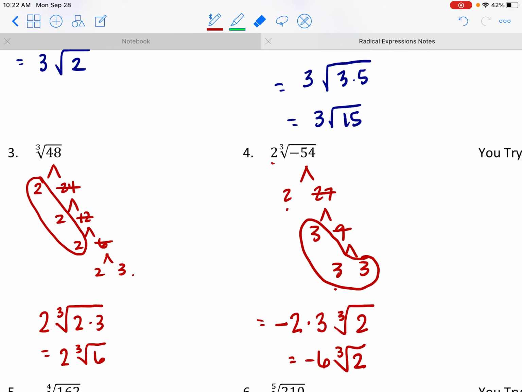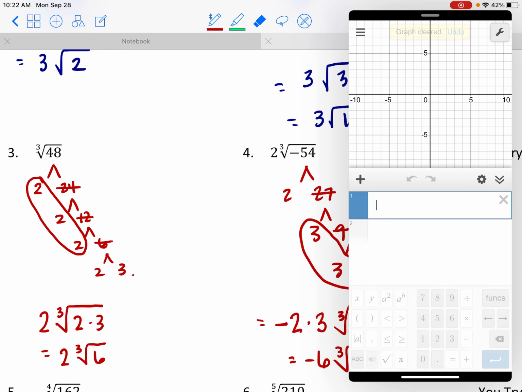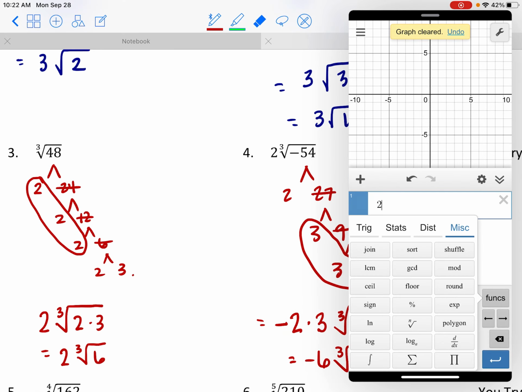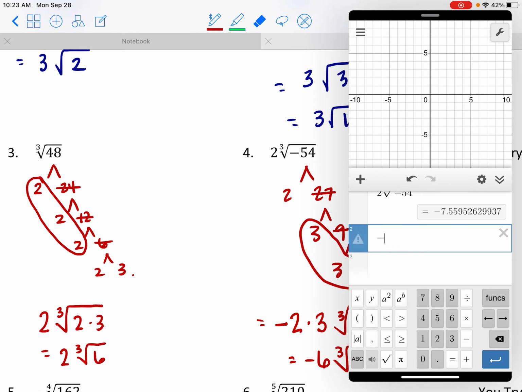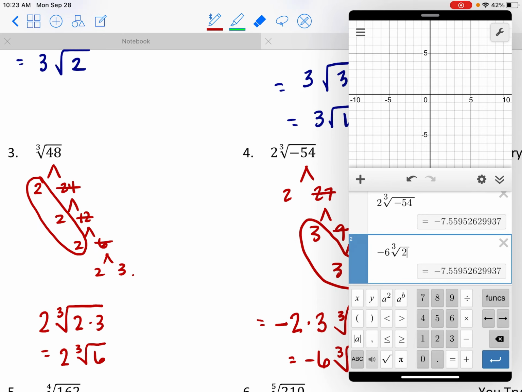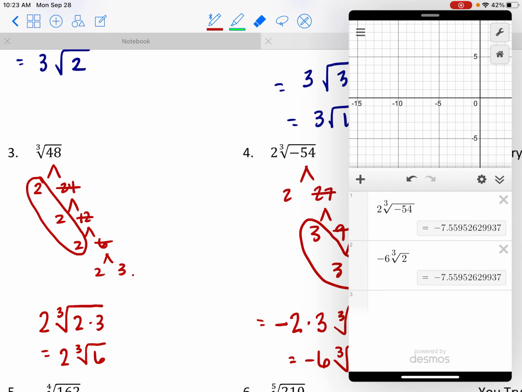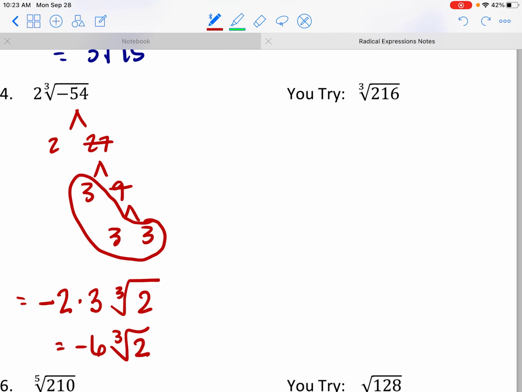And again, if we want to double check that, let's just put it in the calculator, okay? So originally, we had 2, and then we had a cube root of a negative 54. And I want to make sure that my negative 6 and my cube root of 2 has the same value, and it does. See how both those decimal values are the same, so I can confirm that my simplified answer is actually equal. Okay? So again, here's another one for you to try. If you want to pause the video, give it a shot.